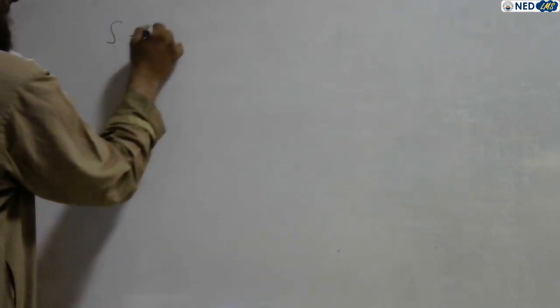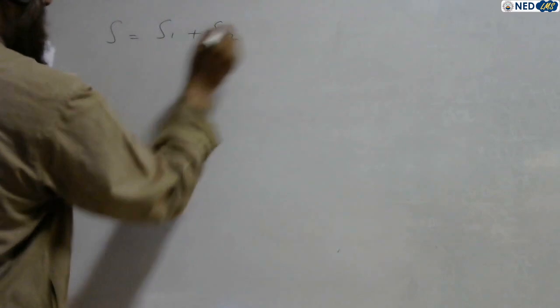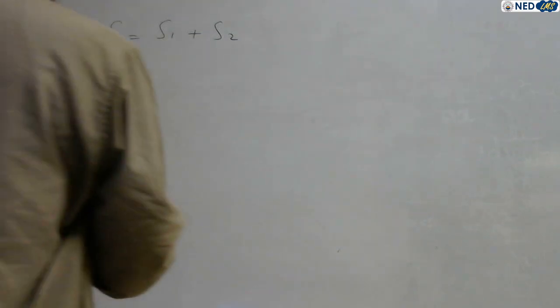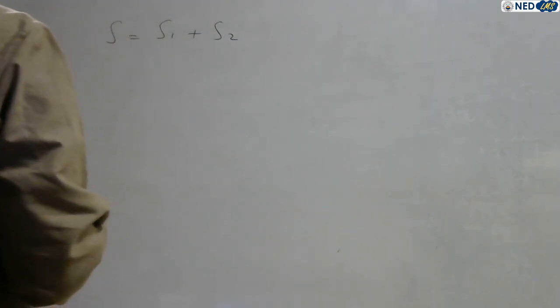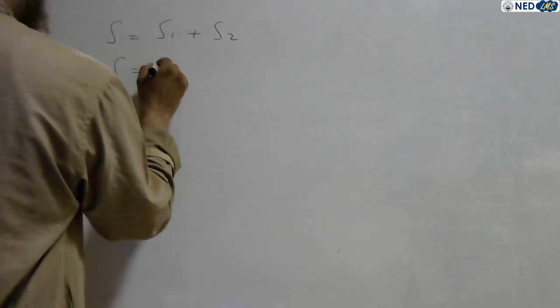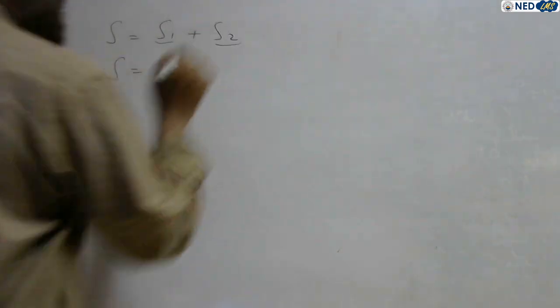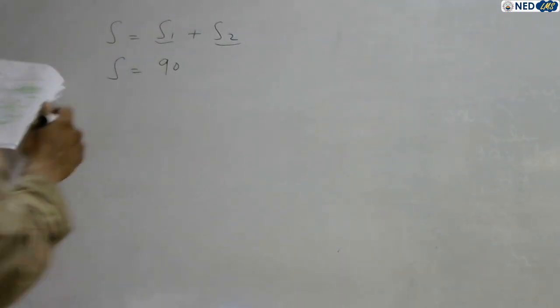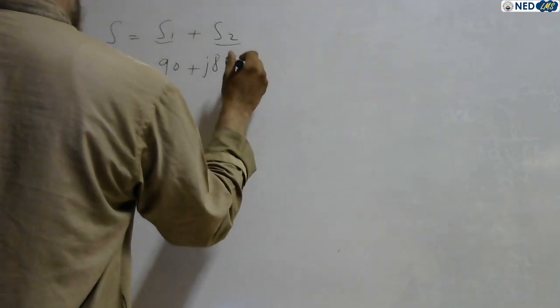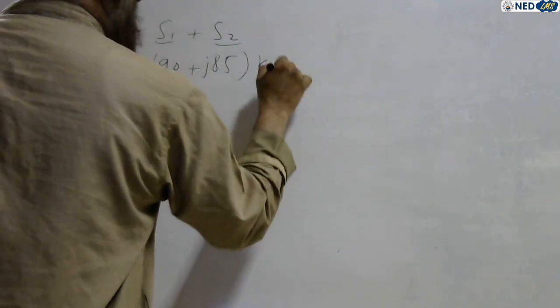It was also asked in the question that you need to find the complex, real and reactive power absorbed by the combined load. So what you have to do? You have to just sum up both the powers, that is S1 plus S2. You will get the total complex power absorbed by the load, right? As we already calculated S1 and S2, just sum up: 90 plus j85, and the unit is kilovolt amperes.